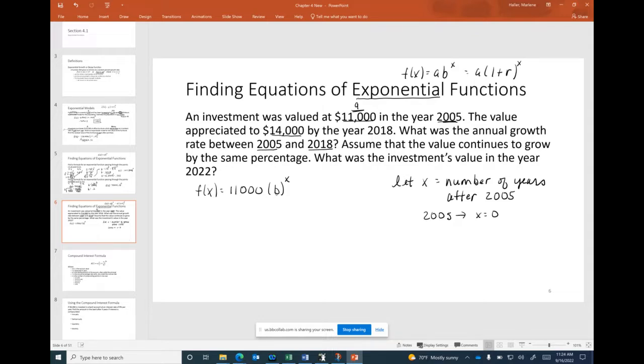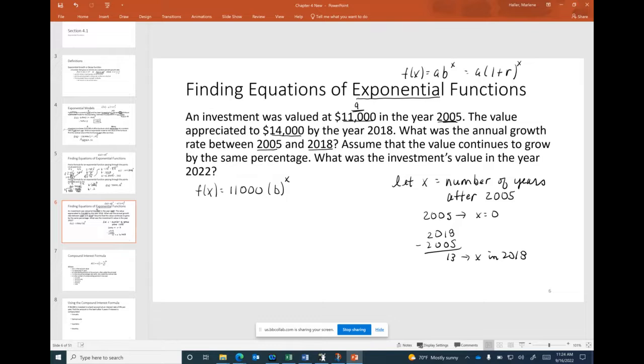All right, so to have a full model here, I need to figure out what my B is. Well, it looks like I have a second set of data that I can use, right? Look, by the year 2018, that value had grown to $14,000. So 2018 is going to be 13 years after 2005, right? If I subtract out the 2005, I've got 13 years. So this was going to be my x in 2018.